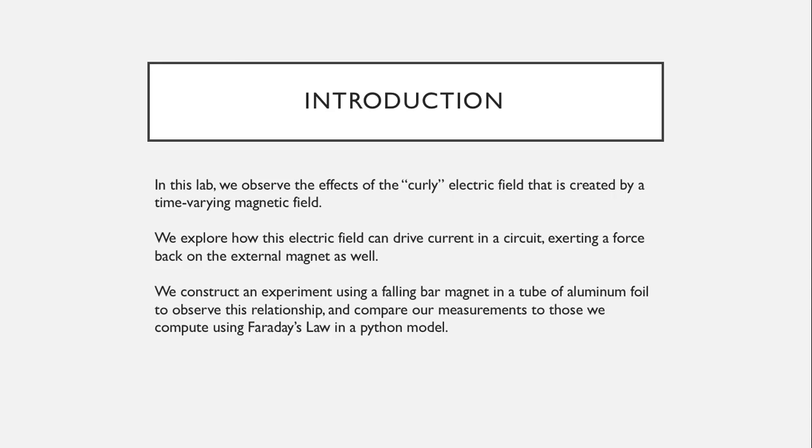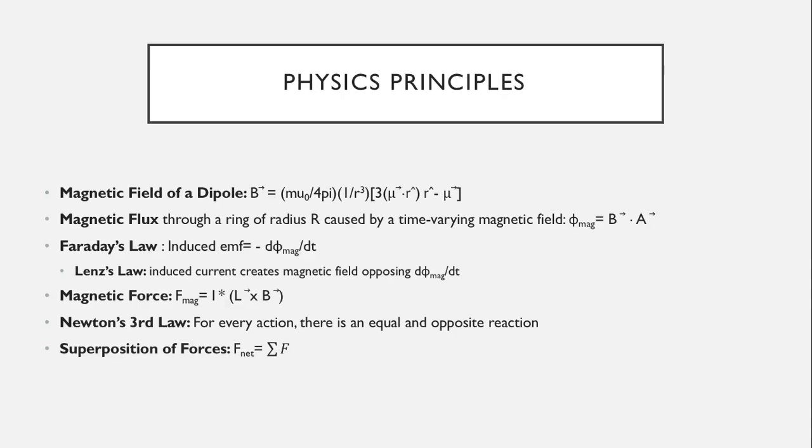And then we're going to construct an experiment using a falling bar magnet and a tube of aluminum foil to observe it and compare our experimental measurements to those we compute using Faraday's Law in a Python model.